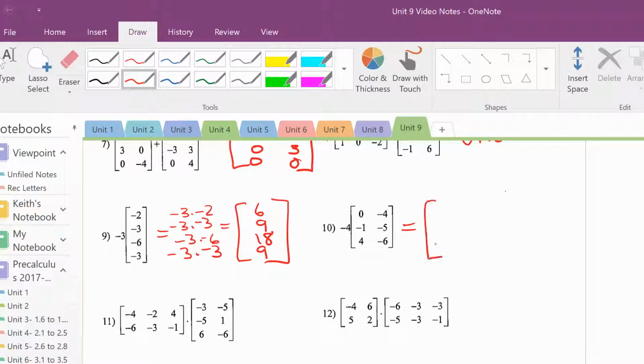Same thing here. So -4 times 0 is 0. -4 times -4 is 16. -4 times 1 is 4. -4 times -5 is 20. -4 times 4 is -16. -4 times -6 is +24.